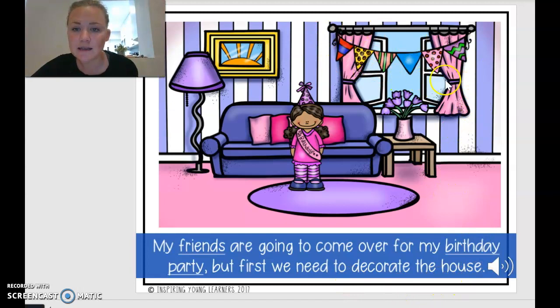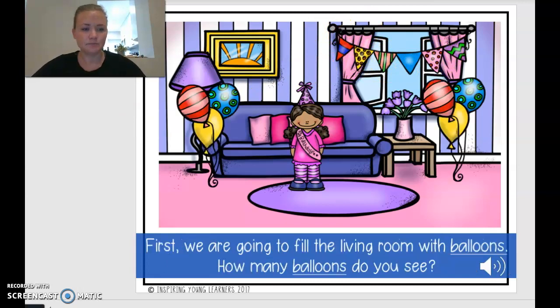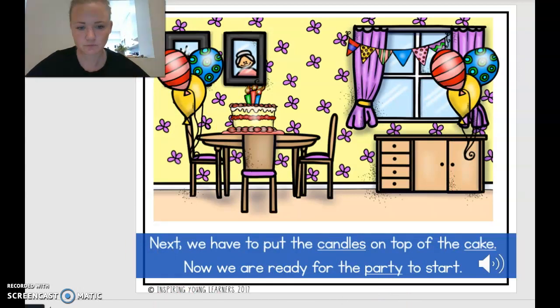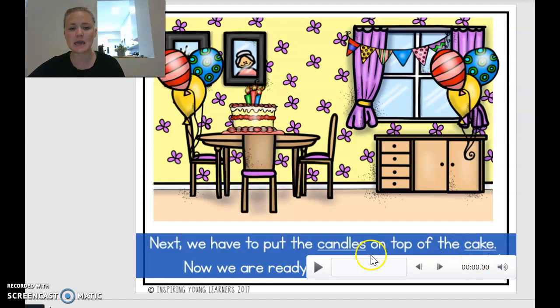Over here, I see some decorations. Oh, here's more decorations with balloons. First, we are going to fill the living room with balloons. How many balloons do you see? Go ahead and count. Yep, you should have gotten 6 balloons. Next, we have to put the candles on top of the cake.